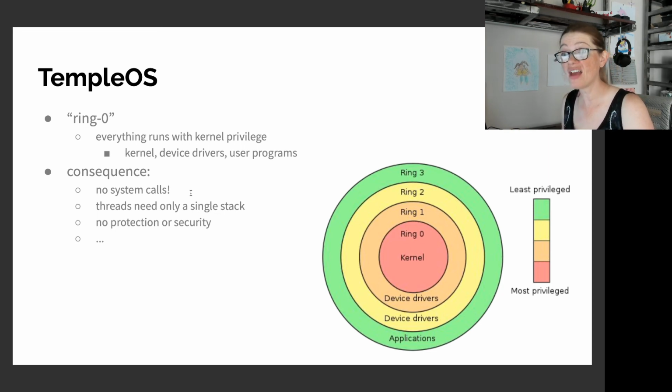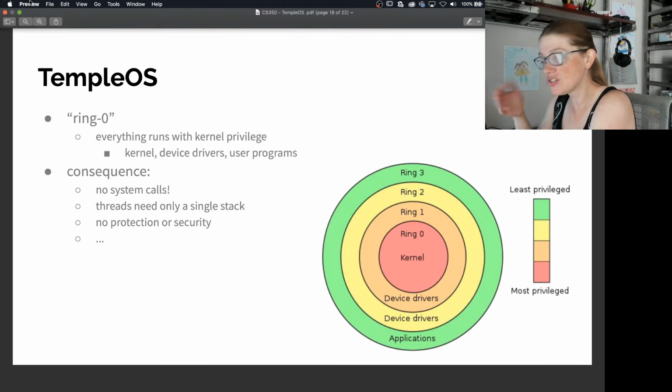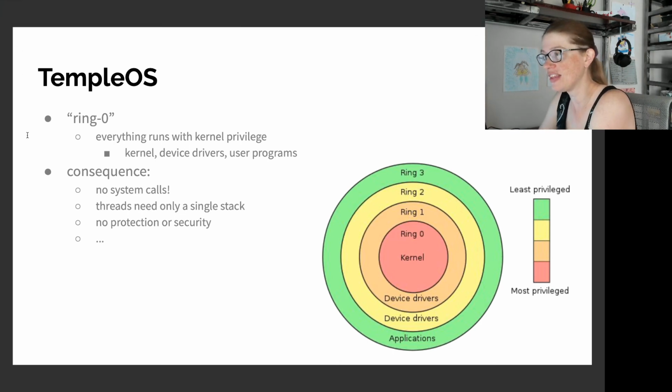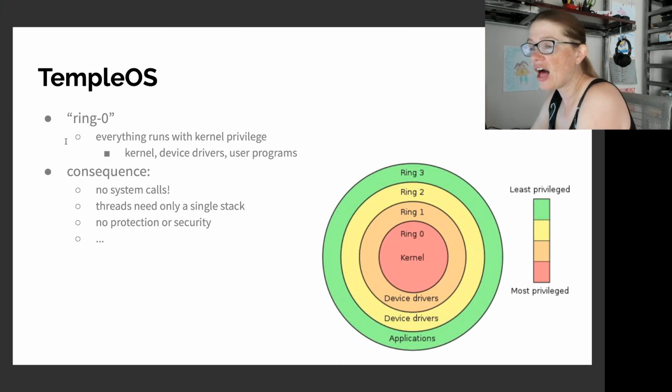I don't need to call getpid. I can just access my own process structure's PID. It's great, right? Of course, there are positive consequences of doing this. There are negative consequences as well. There's no protection or security. Now, why did he decide to make this decision?